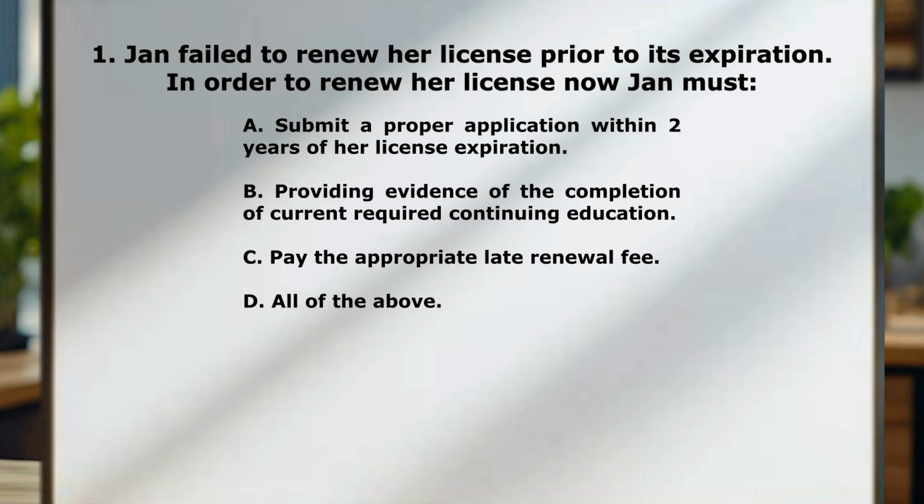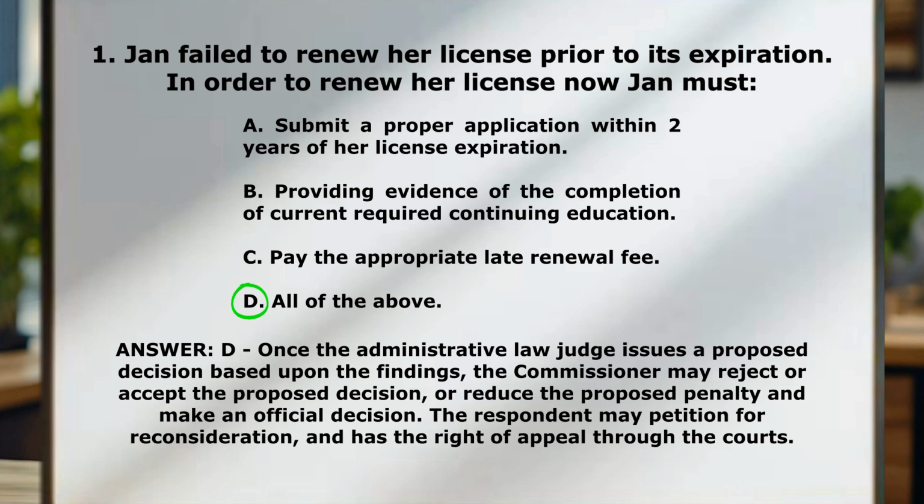Jan, you should have never let your license expire. That was your first mistake. No, I'm just kidding. It happens to us sometimes. The answer is D, all of the above. So Jan will need to submit her proper application within 2 years of her license expiration date. She will need to provide evidence of the completion of current required continuing education. And C, she's got to pay that late renewal fee to the California DRE, Department of Real Estate.